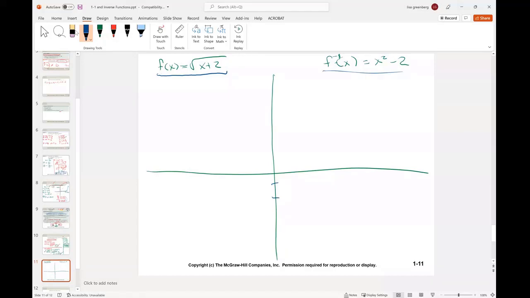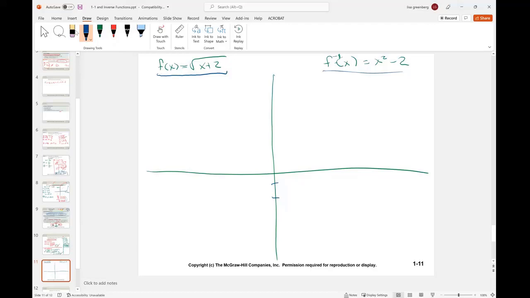Yes, it is. Do you know what the domain is? Wouldn't it be 0, or no, -2 to infinity?